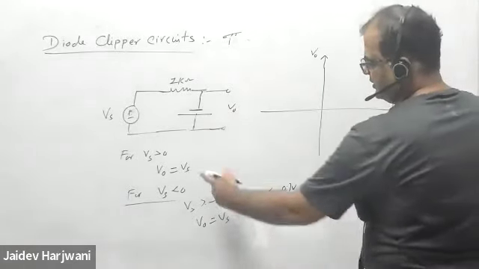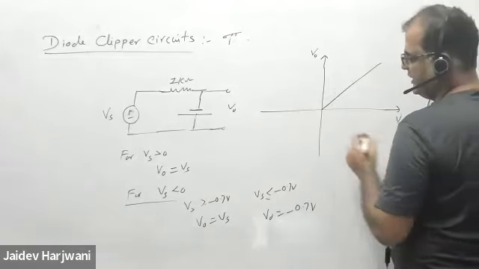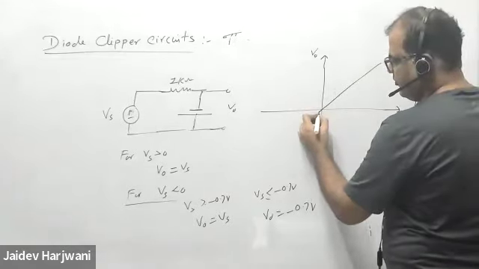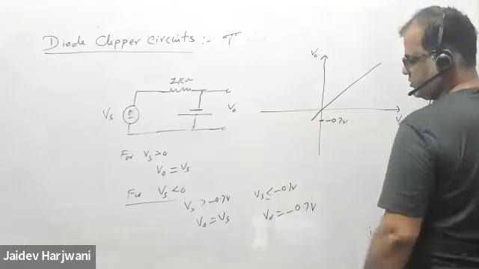So what is the meaning? For the positive cycle, it is always like this. For the negative cycle also, it will be open until Vs becomes greater than minus 0.7 volt.